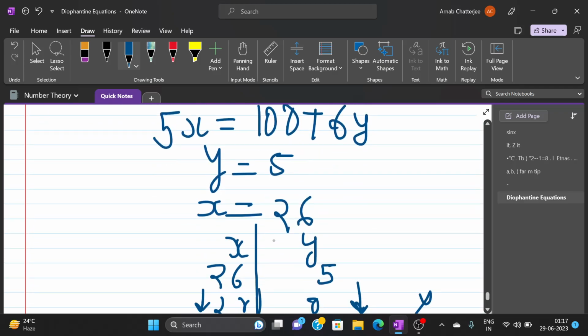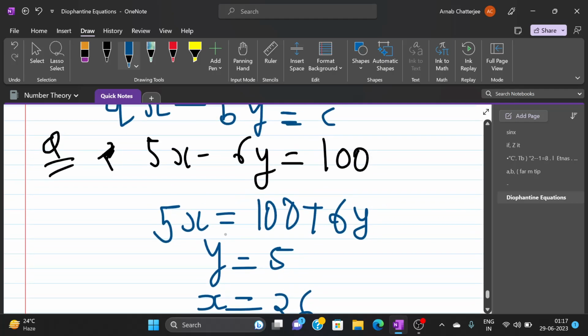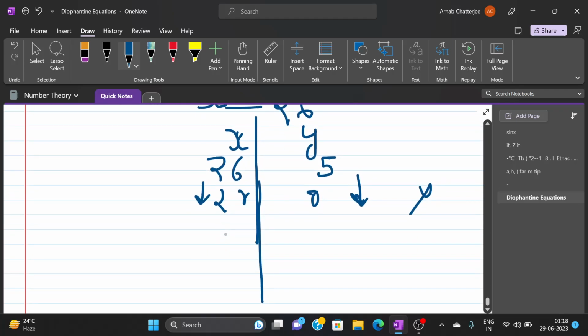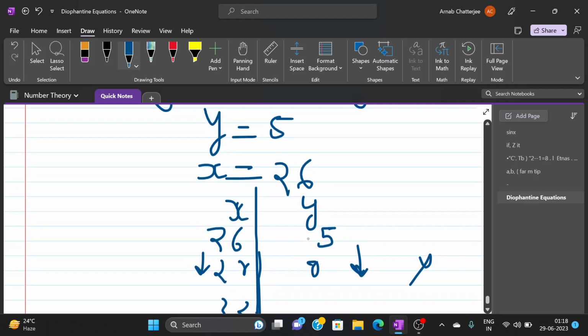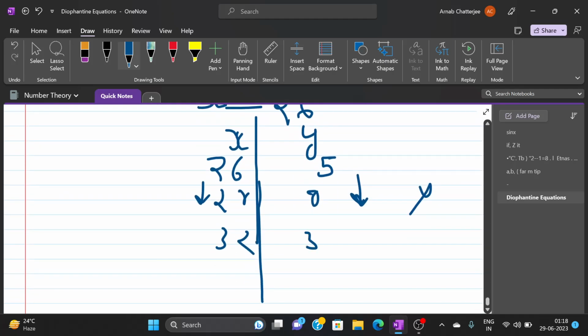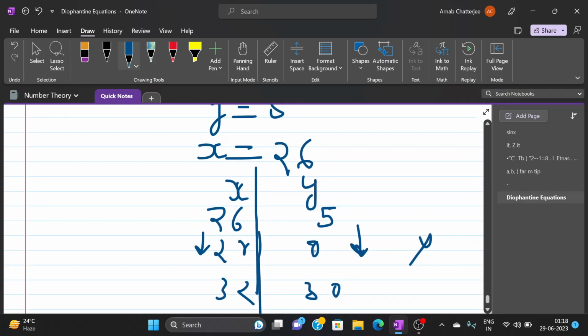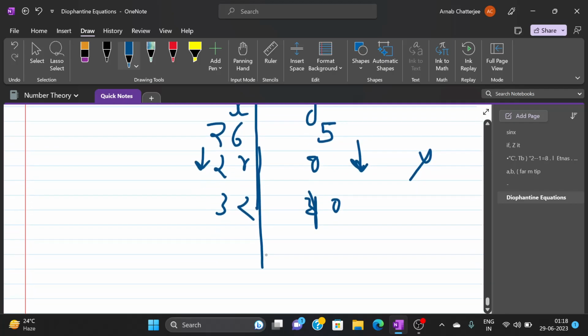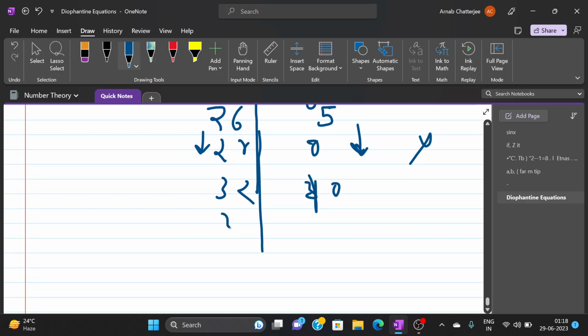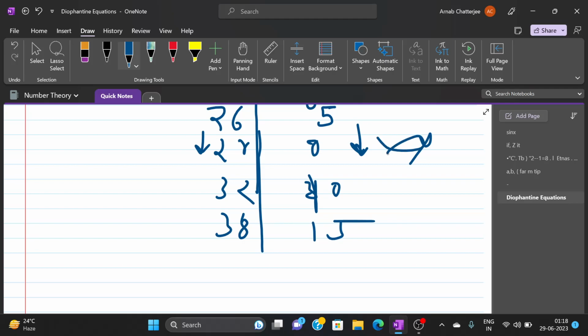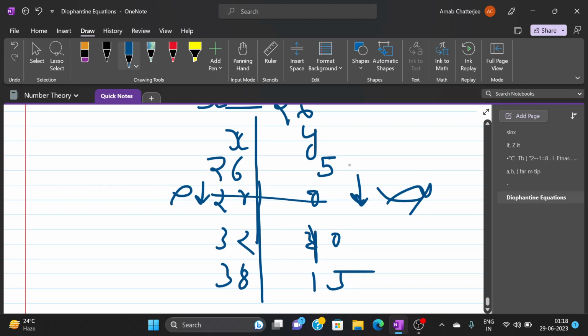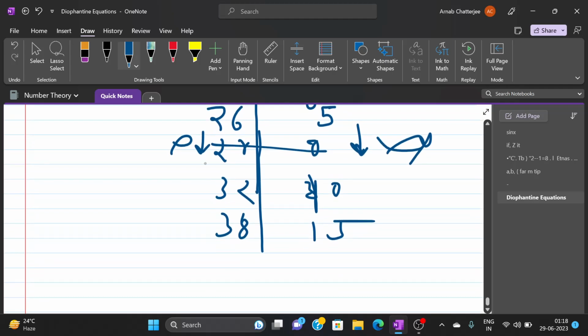So now if I keep on increasing, then I will have 32 and 10. Increase this by 6 and this by 5. Again, increase this by 6, this by 5. This pair is neglected, we don't want a 0. 0 is not a positive integer. Cancel this one. So 5 increase, 5 increase, 6 increase, 6 increase, and so on.